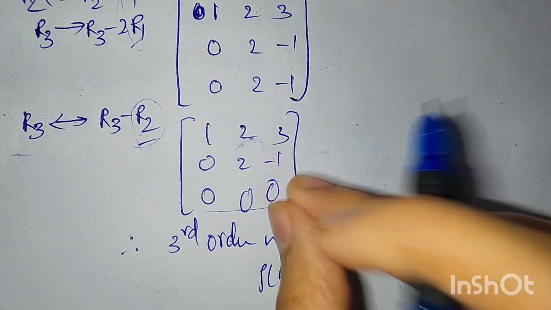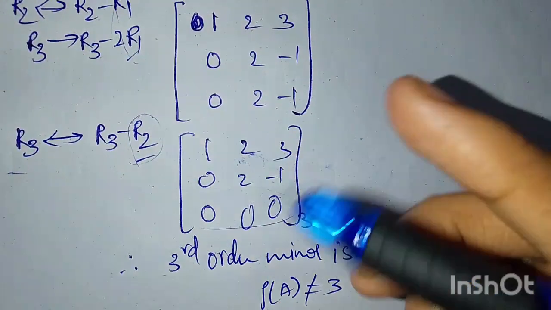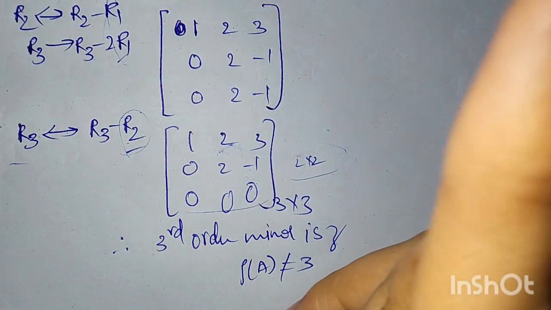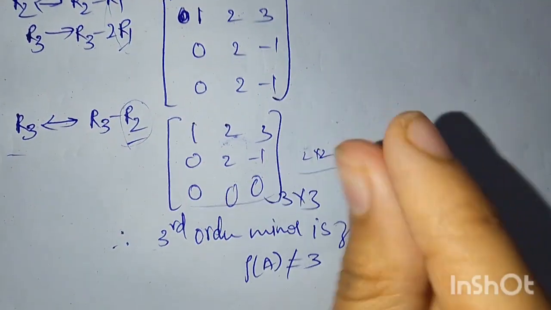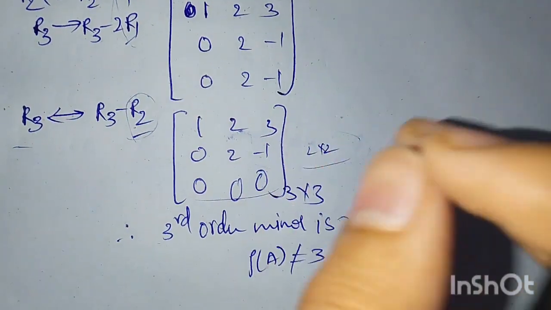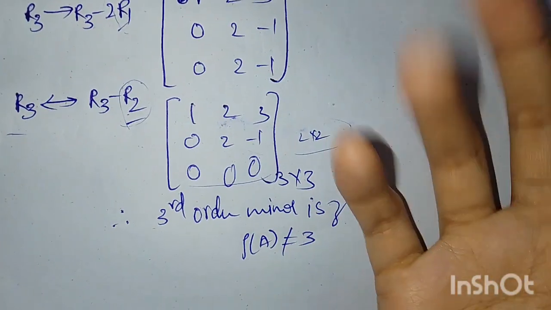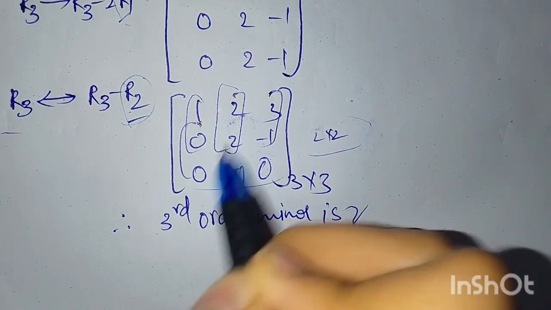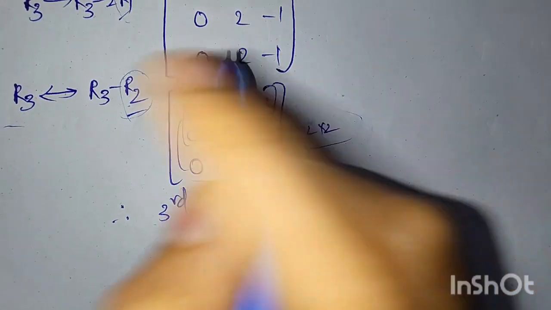So we'll go deeper. We'll check for all 2 cross 2s. If at least one 2 cross 2 minor is some numeric value not equal to 0, then 2 will be our rank. So we can check for this one, this one, any one you take, for example, this 2, 3, 2, minus 1.